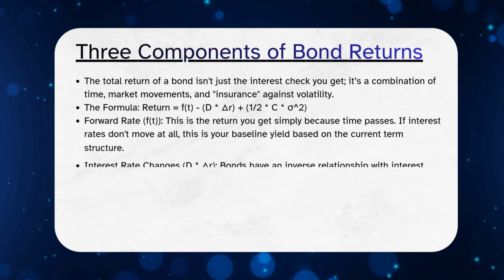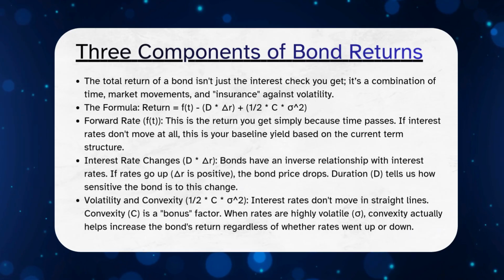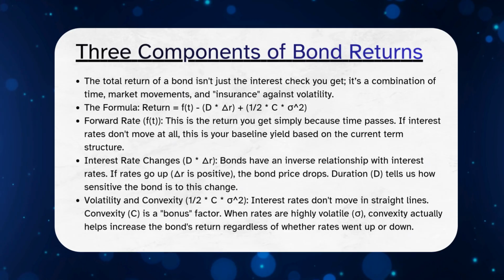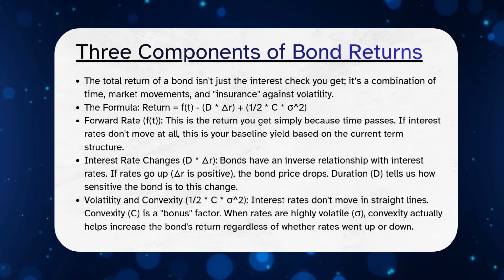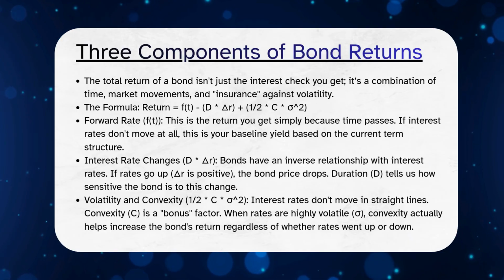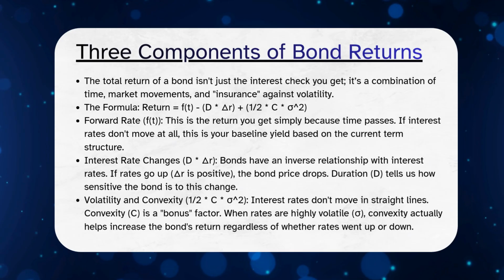When we look at bond returns, we aren't just looking at a single number. We can actually decompose that return into three distinct ingredients. First, we have the forward rate, or F of t. This represents your baseline yield, what you earn simply because time passes, assuming interest rates stay exactly where they are.